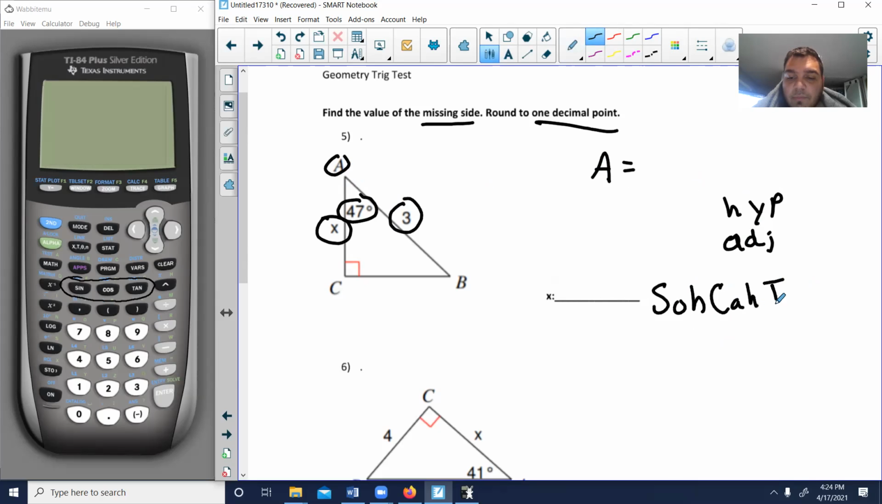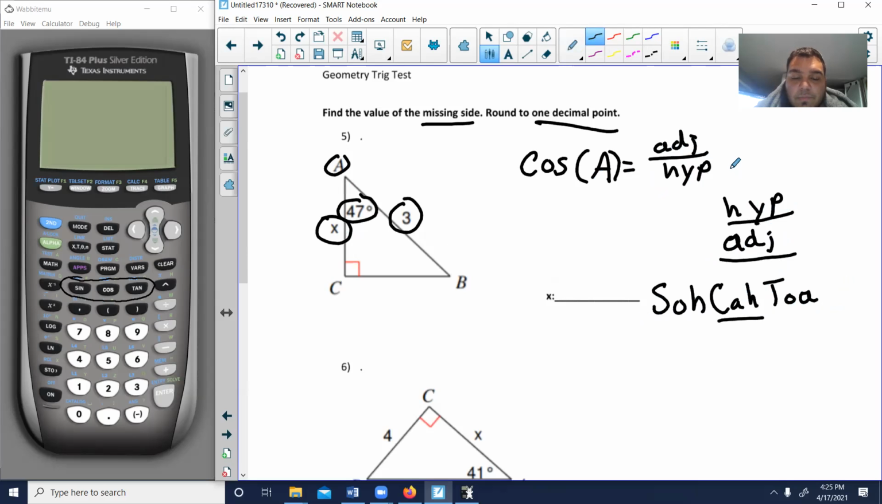SOHCAHTOA. So I use that to my advantage. Now, I know I need a hypotenuse and I know I need an adjacent. I don't know what X is, but I know I need a hypotenuse and an adjacent. So which one of these uses adjacent and hypotenuse? I feel like I'm in a Blue's Clues episode, but this is it, cosine, the CA. So adjacent hypotenuse is CA. So that means I'm going to take the cosine of A to equal the adjacent over the hypotenuse.